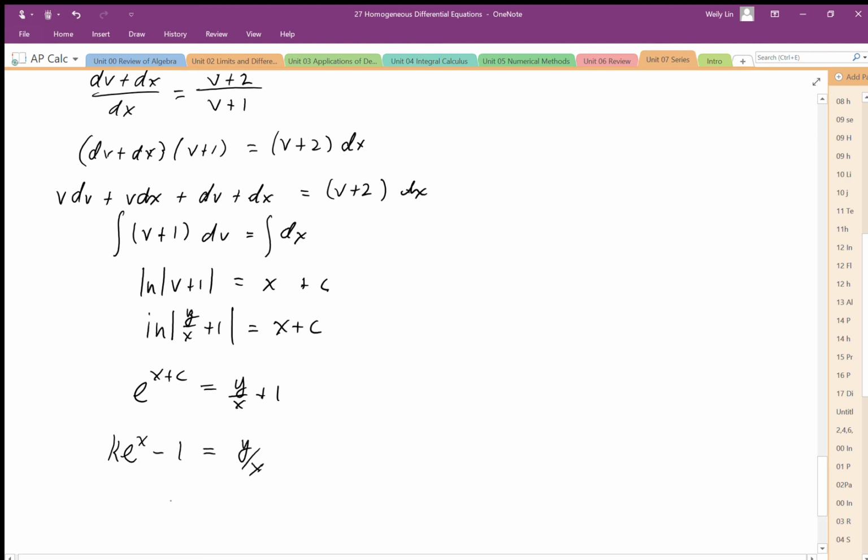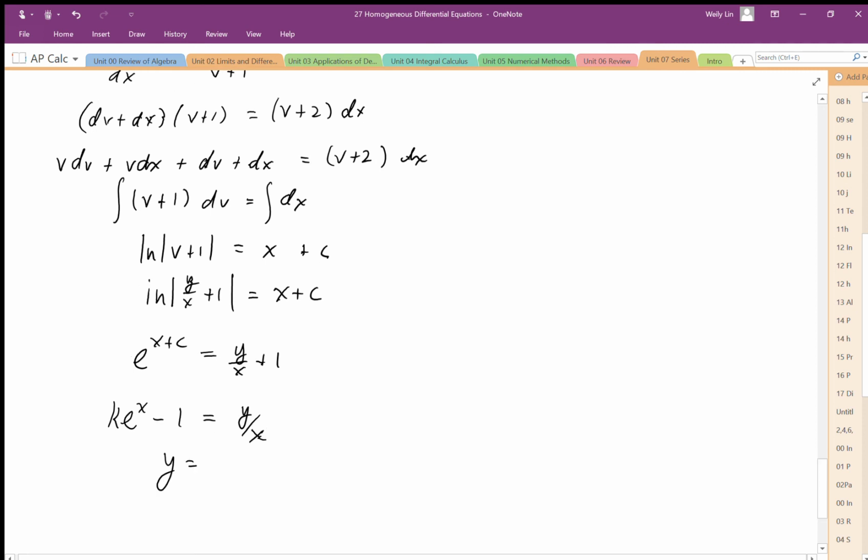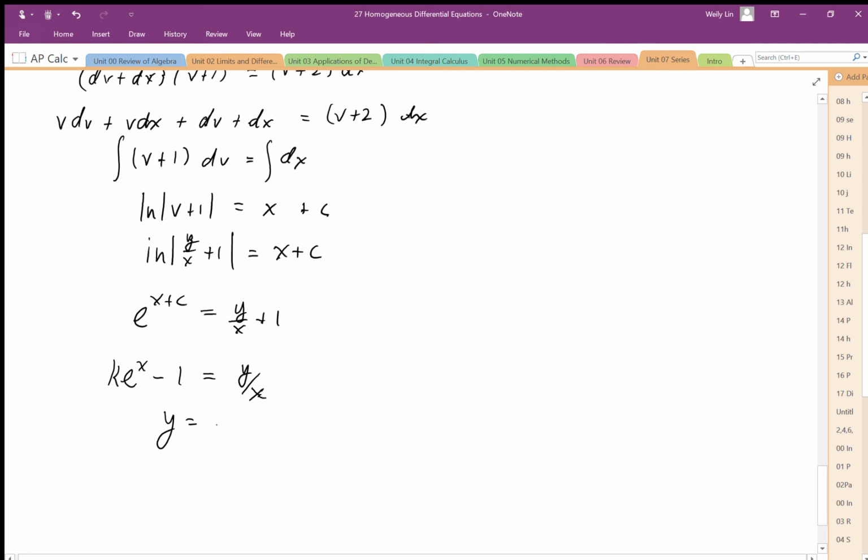Okay, so this becomes k e to the x minus 1 is equal to y over x. And so then finally we solve for y. y is equal to x times k e to the x minus 1. Okay, so there is my solution to the differential equation.